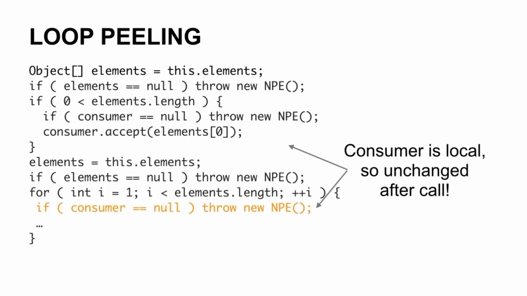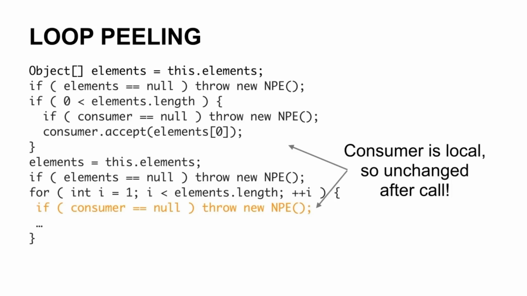We've now proven away all of the checks inside the loop. We don't have to check the nullness of elements. We don't have to check if I is less than 0. We don't have to check if I is greater than or equal to the element's length. And we don't have to check if consumer is null. We have to do some of those things on the first iteration, but most of the time, we get all the safety without any of the checks.